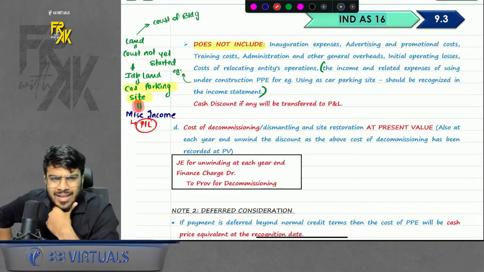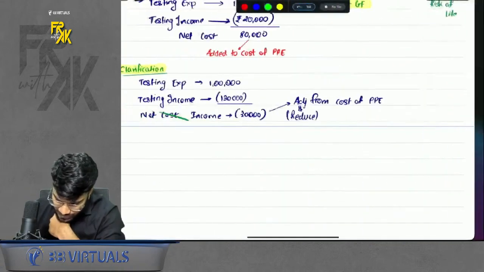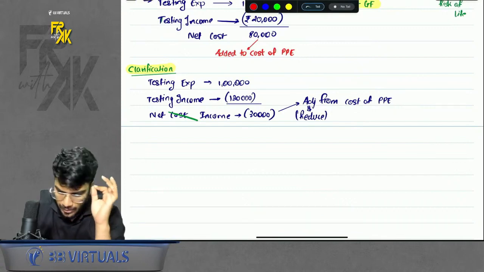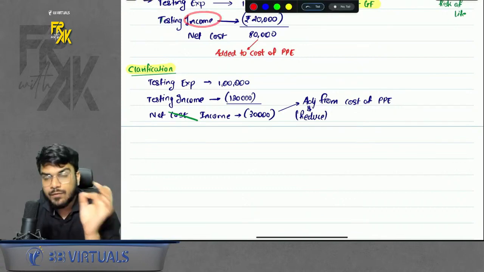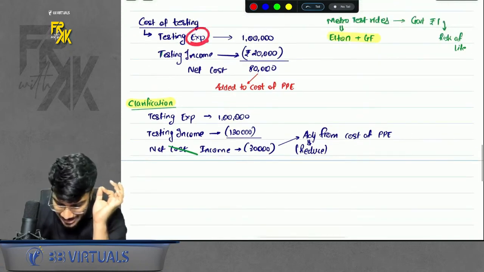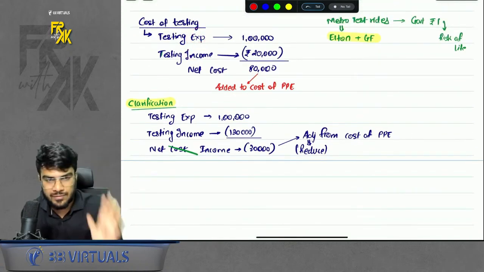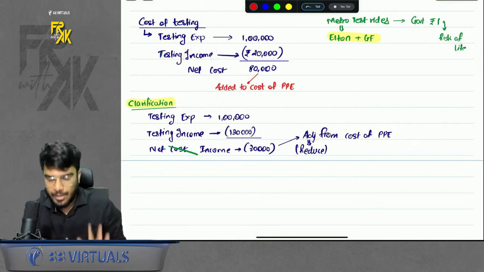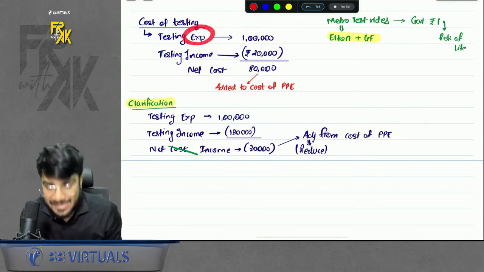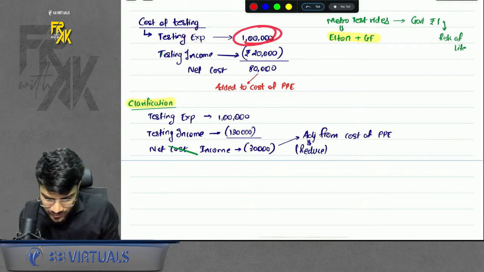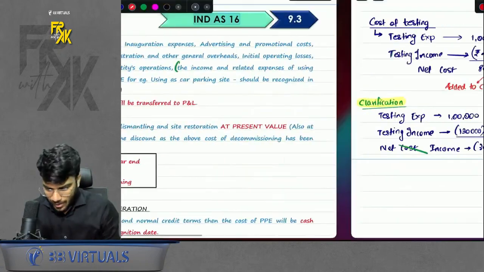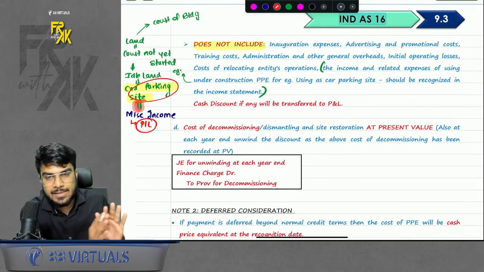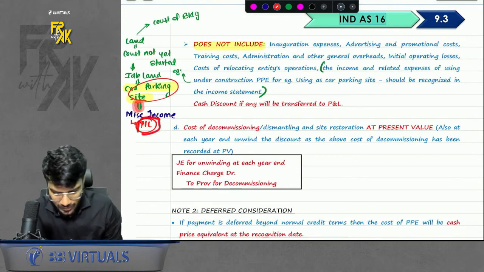Sir, but there can be a confusion. Then why did we consider testing income while capitalizing the cost? Please try to understand. Testing income was considered because even testing expense is getting considered in the cost of the asset. So in case of testing income, because we are capitalizing testing expense, from such expense we are reducing the testing income, right? But this is not an income of testing. This is a completely miscellaneous income. So you will have to transfer it to profit and loss.